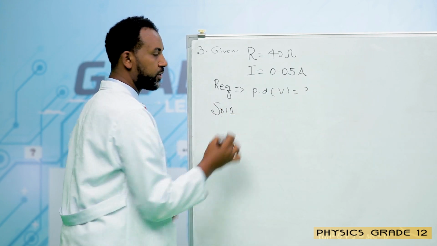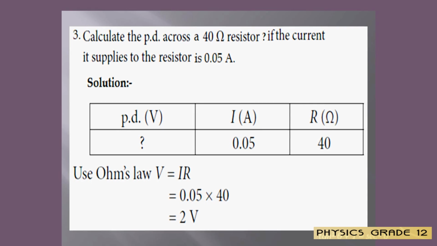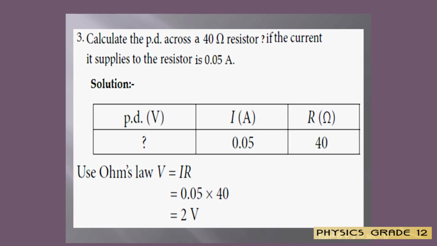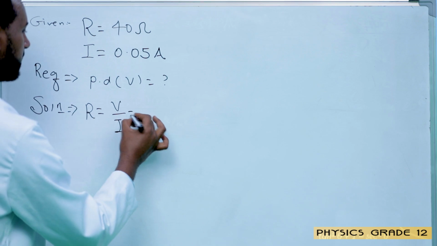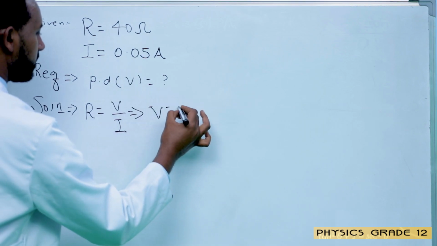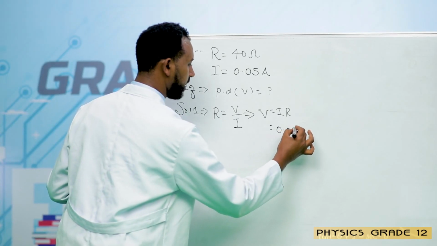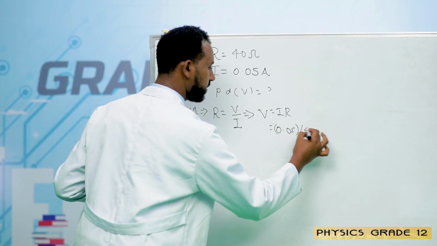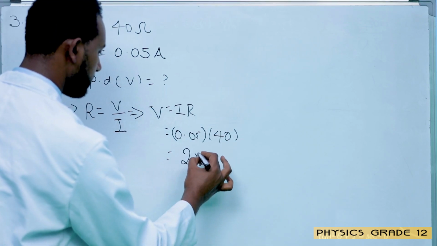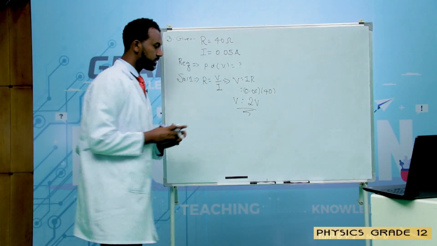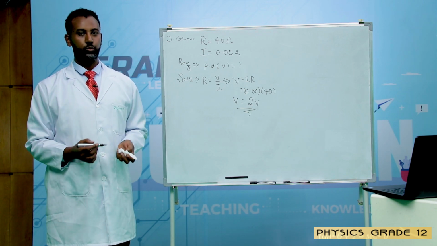Solution. From the expression of Ohm's law, it's possible to find resistance as what? Resistance is equal to voltage over current. Therefore, voltage V is equal to current I times resistance R. When you substitute, 0.05 times 40 ohm, you can find it to be 2 volt. Students, I hope you have tried to find the solution. You are answering this well.